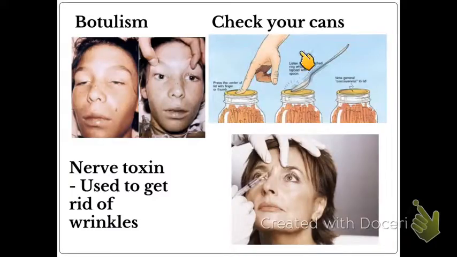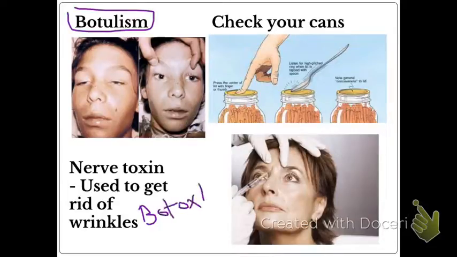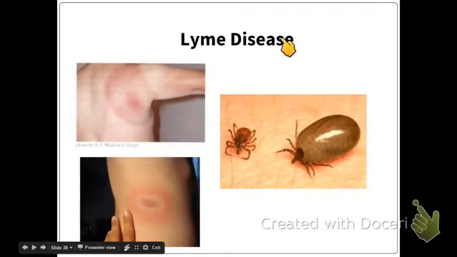Botulism. This is why canning is so important, that you heat everything up so that you can kill the bacteria. But botulism is also used to get rid of wrinkles. Botulism is a nerve toxin, and you'll often hear it called Botox. People actually inject this nerve toxin into their face so that they don't have wrinkles. I don't know why you would do that. Wrinkles are beautiful.